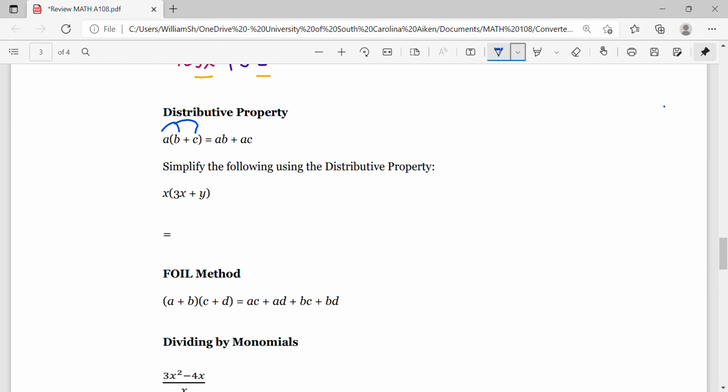It says simplify the following using the distributive property. We've got x times 3x plus y. I'm going to distribute this x to the 3x, and I'm going to distribute this x to the y. What I'll get is x times 3x is 3x squared, and x times y is just xy. And I have distributed out that x.